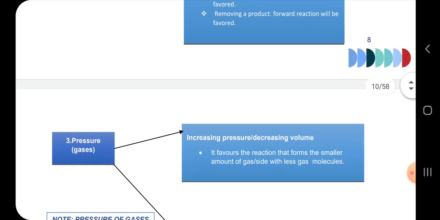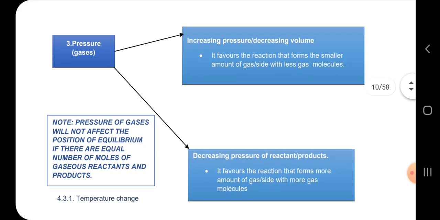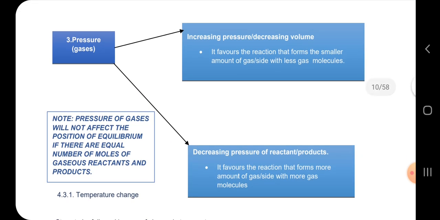Know that. And then we are at pressure. Pressure focuses on gases. So increasing or decreasing volume. It favors when you increase pressure.